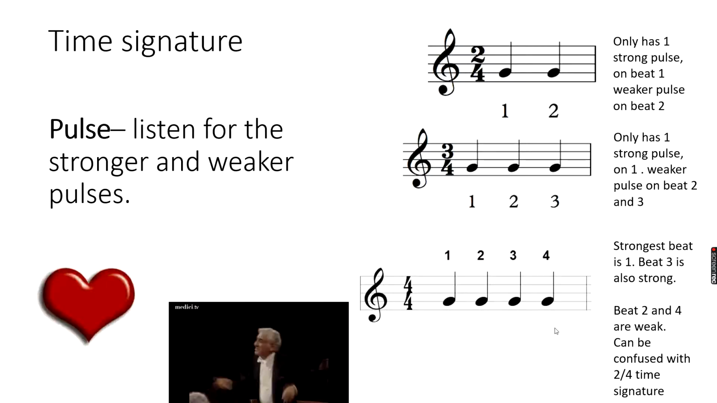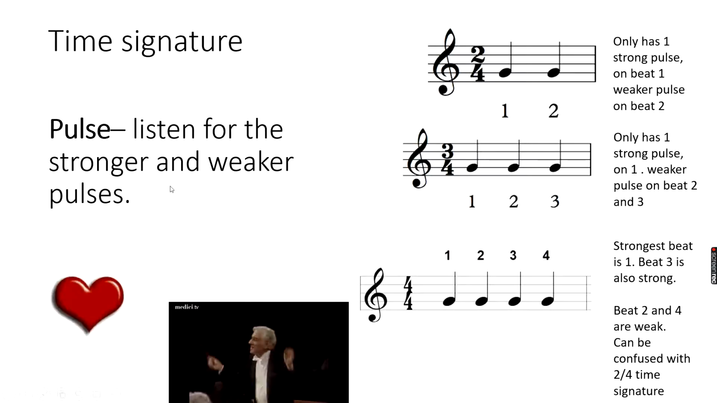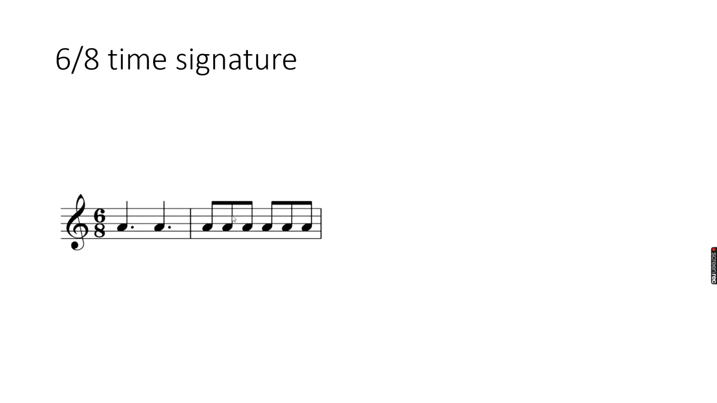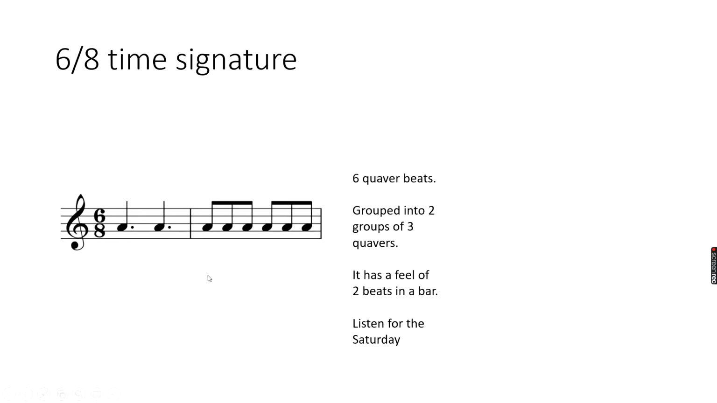And again, we find the pulse, you find that consistent beat, and then you're able to work out the time signature. A different time signature altogether is the 6/8 time signature, which looks like this. 6/8 means we have 6 quavers in a bar. There are our quavers. The difference with these quavers is they're grouped into 3s. So 2 groups of 3. So we can see here 1, 2, 3, 1, 2, 3.